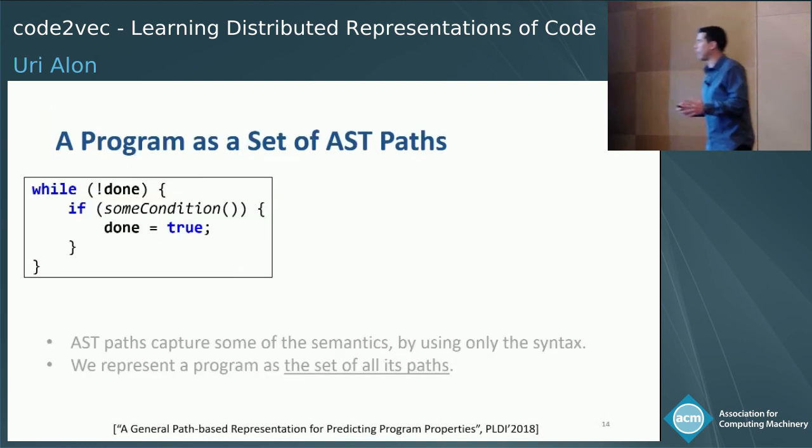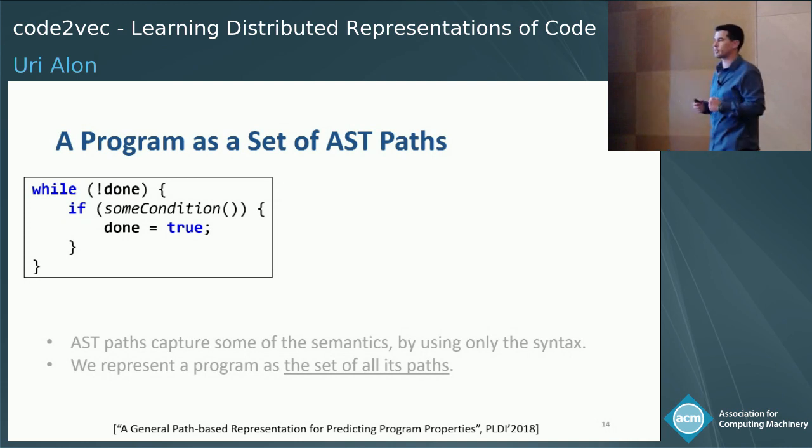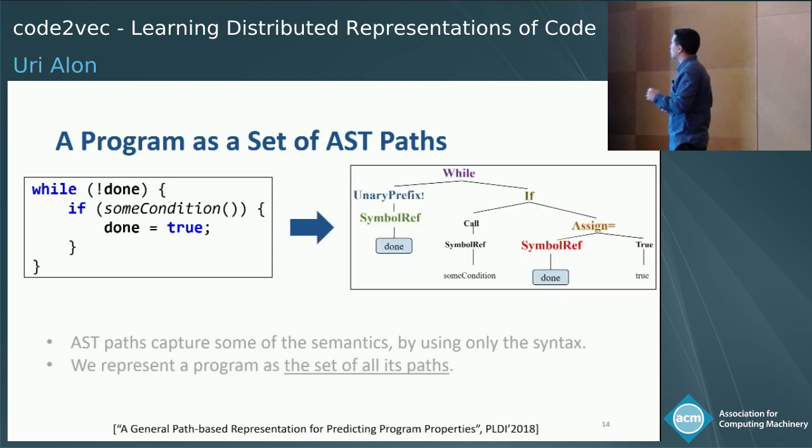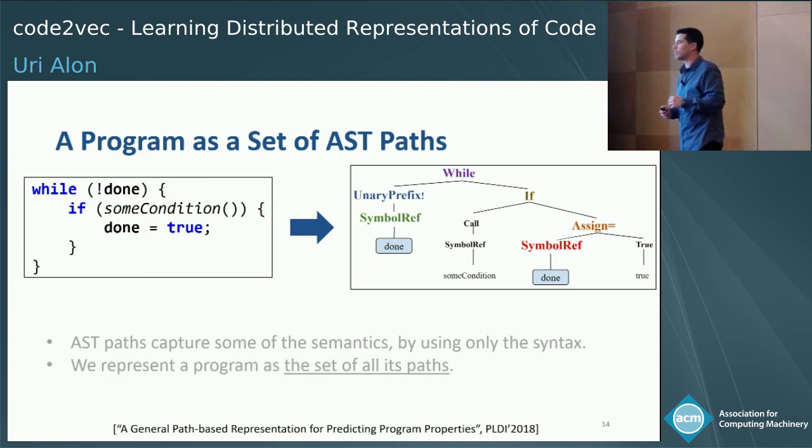So what are these AST paths? For example, take a look at this piece of code. It loops while not done, and if some condition is met, done is assigned with true. And we as humans understand that at this point, the loop breaks. To represent this piece of code as AST paths, we parse it to get its abstract syntax tree, its AST, and then we extract paths between leaves in the AST.